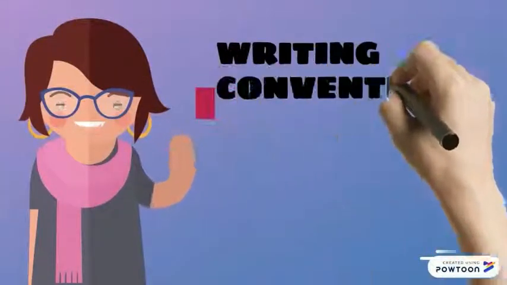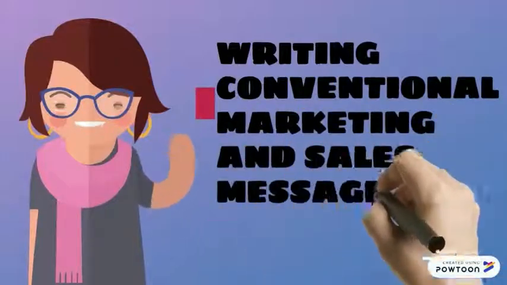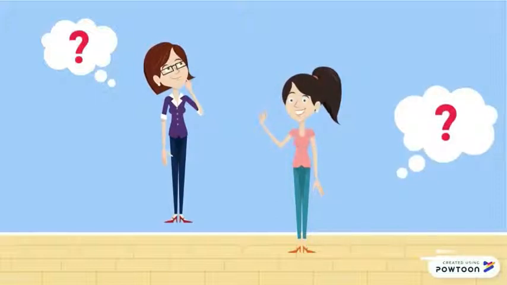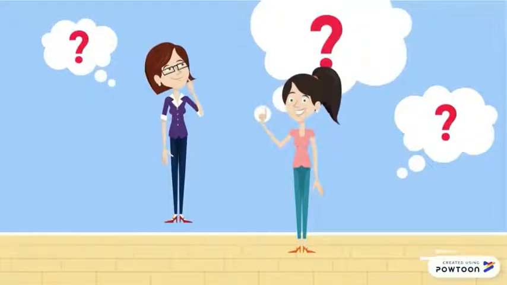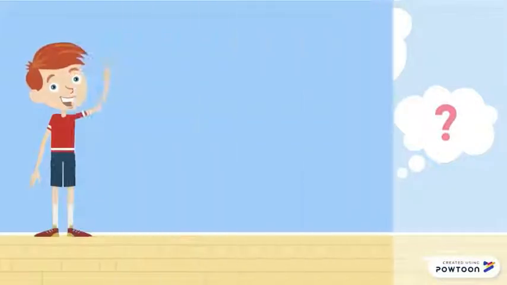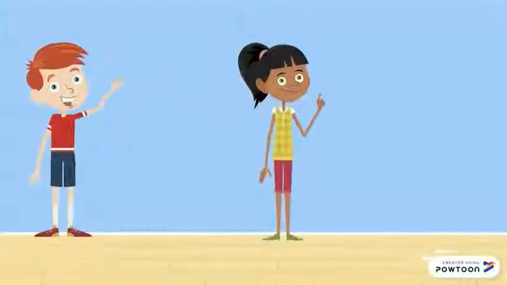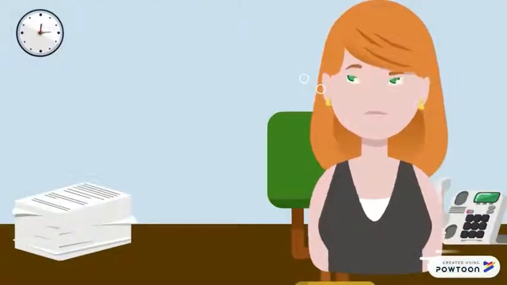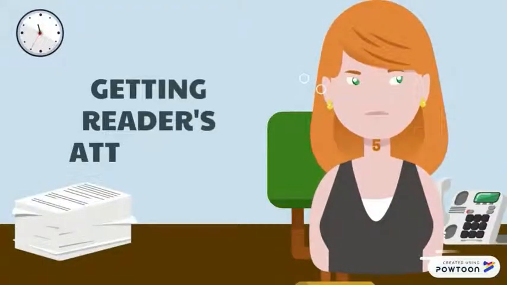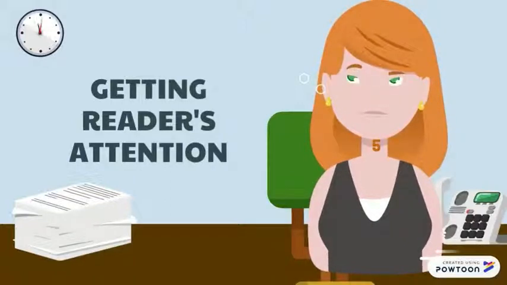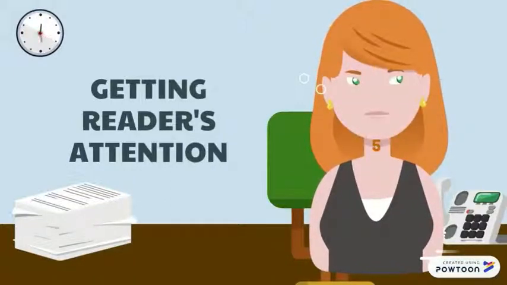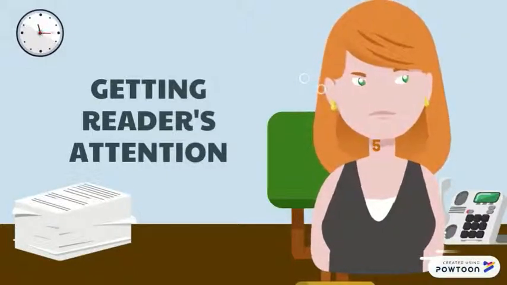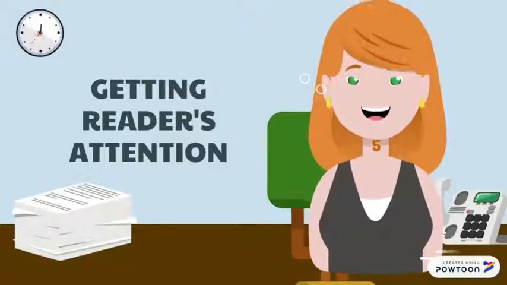Writing conventional marketing and sales messages. Conventional marketing and sales messages are often prepared using the AIDA model or some variation of it. Here are the key points of using the AIDA model for these messages. First, getting the reader's attention. By looking and listening during any given day, you will notice the many ways advertisers try to get your attention. Depending on the medium, marketers can use evocative images, music, animation, or video.